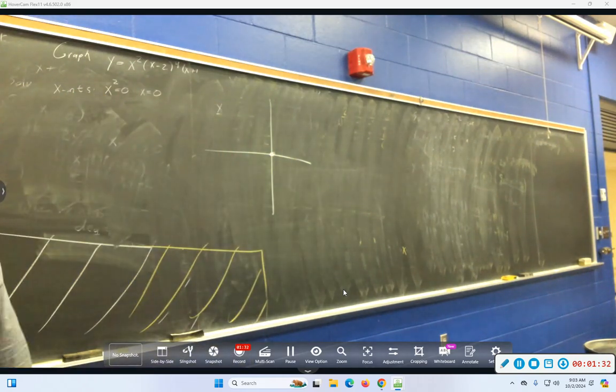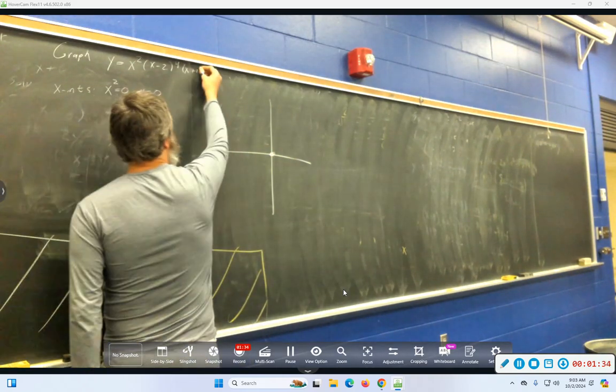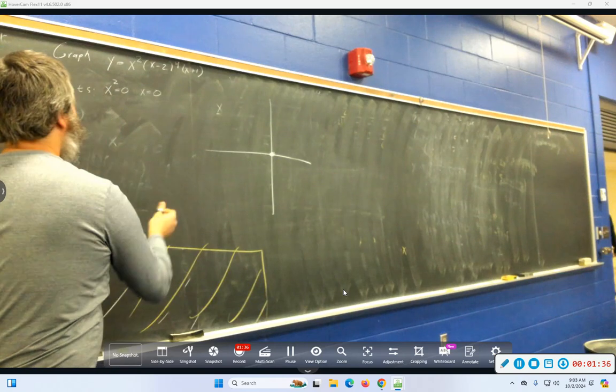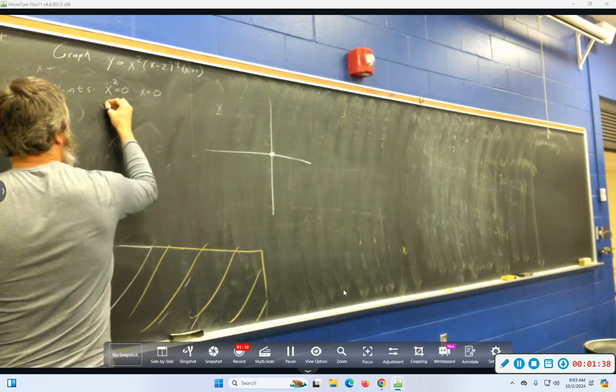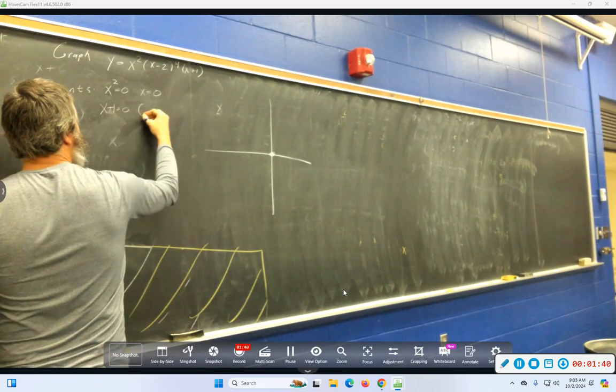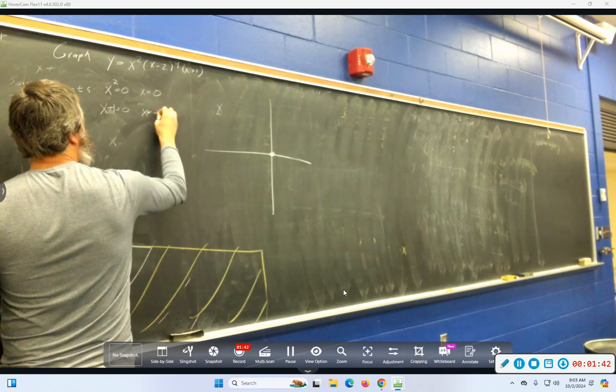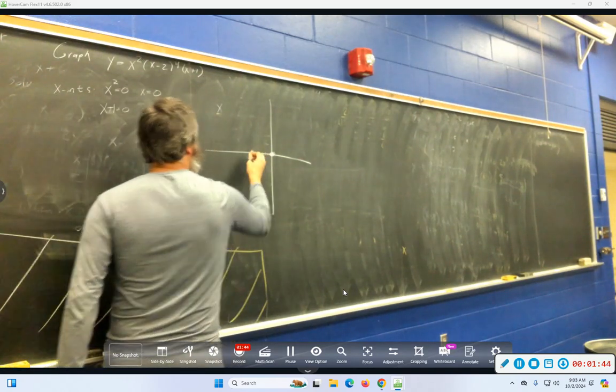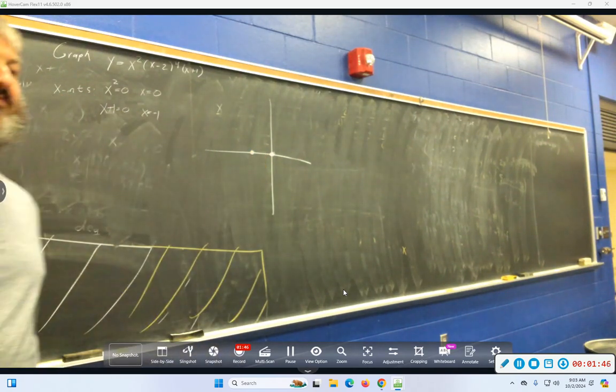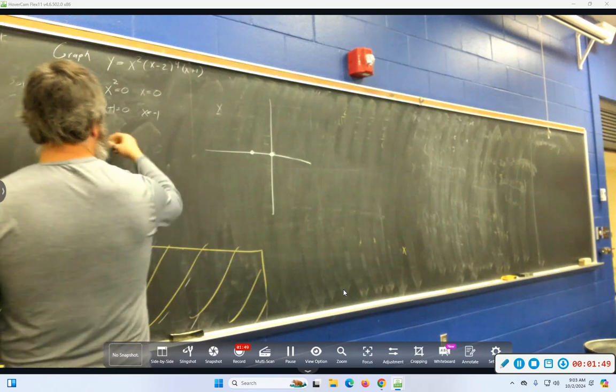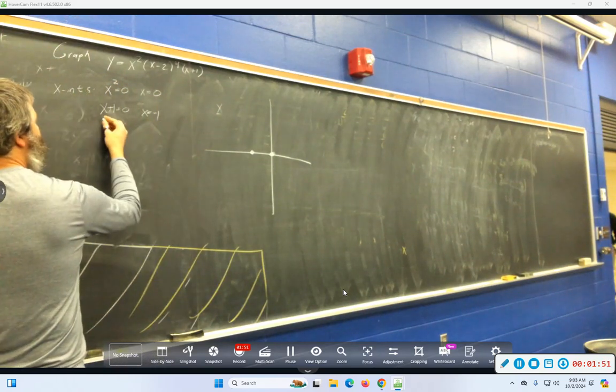Any other x-intercepts? Negative 1, 0. Any other ones? x equals 2, or (2, 0). I'm writing it this way, and you're saying it that way, but it's fine.